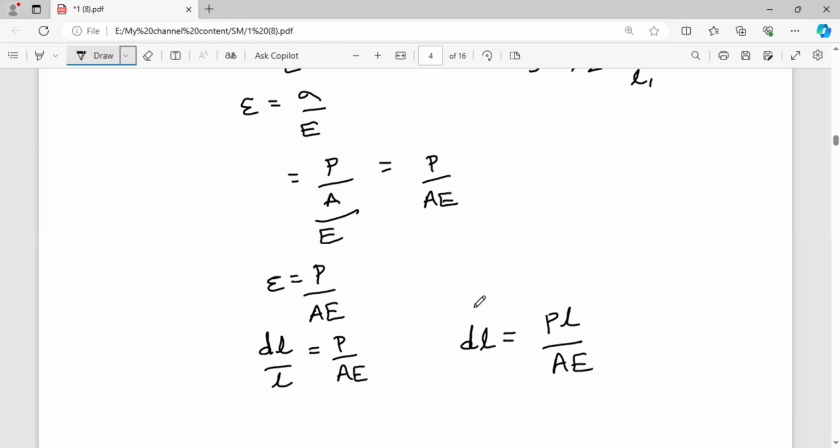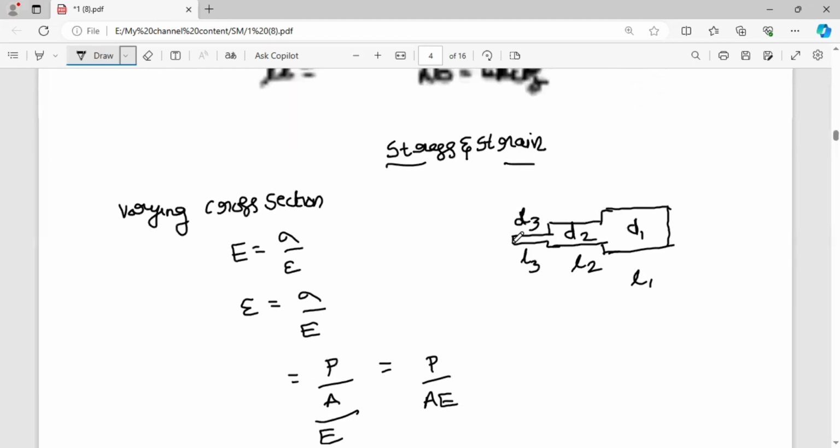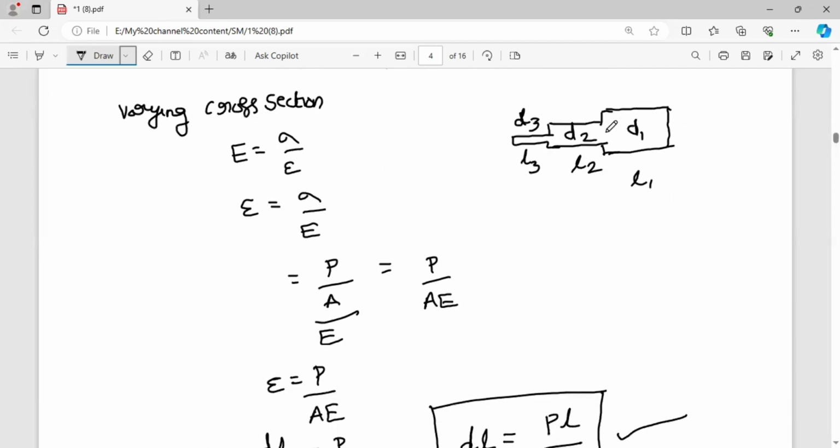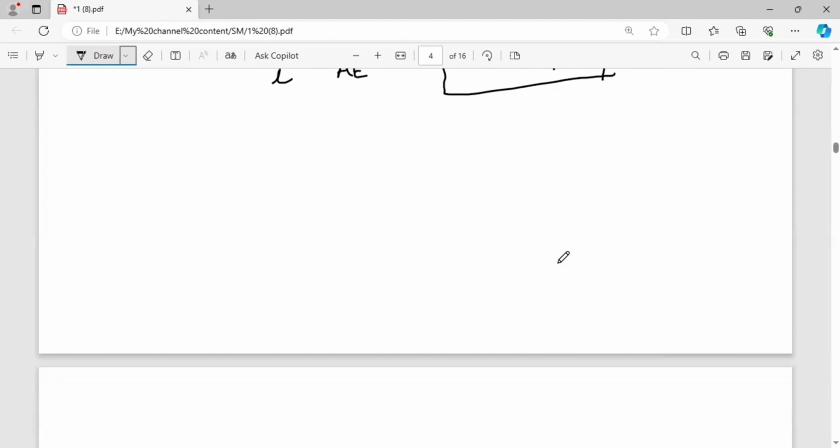In this way we can calculate how much change is there by applying the tensile load or compressive load. The change in length dL can be calculated by PL by AE. It is the basic relation: dL equal to PL by AE for a single component. Whereas for varying diameters, L1, L2, L3 lengths and D1, D2, D3 diameters are there, we can calculate the total change in length.